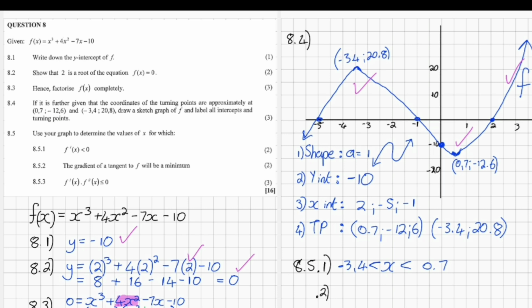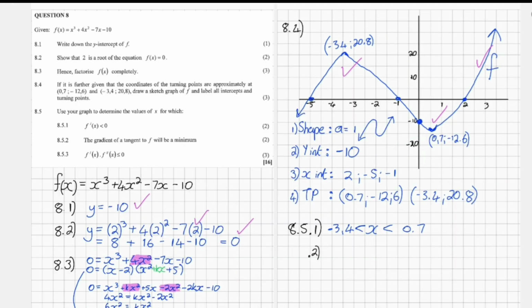Use your graph and determine where the gradient of the tangent would be a minimum. Okay, so the gradient of the tangent is the derivative. And the derivative has a minimum at the point of inflection. So the double derivative equals 0. Remember that. So the gradient of the tangent is a minimum at the point of inflection. So that's all I need to work out for them.